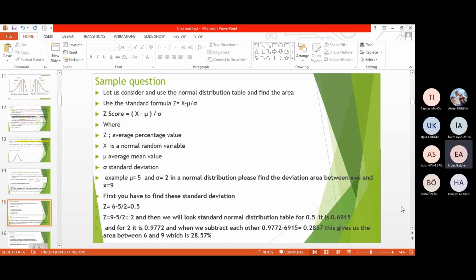Of course, for finding such answers, you have to take the given values, 6 and 9, and then determine the area from the table. We are going to use the z-score formula again. 6 minus 5 divided by 2 is 0.5, and for 9, the z-score, 9 minus 5 divided by 2, will be 2. Then we will look in the standard normal distribution table for 0.5, and I'm going to show you this.